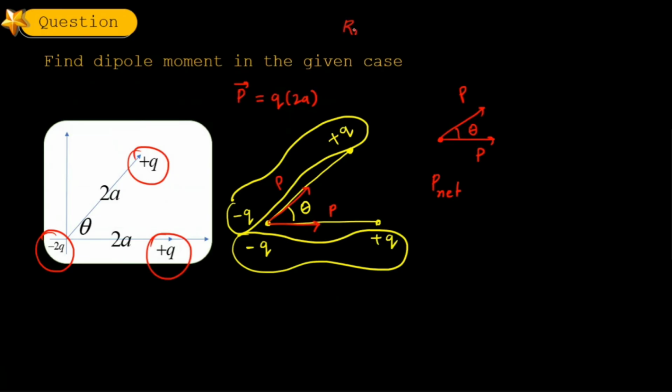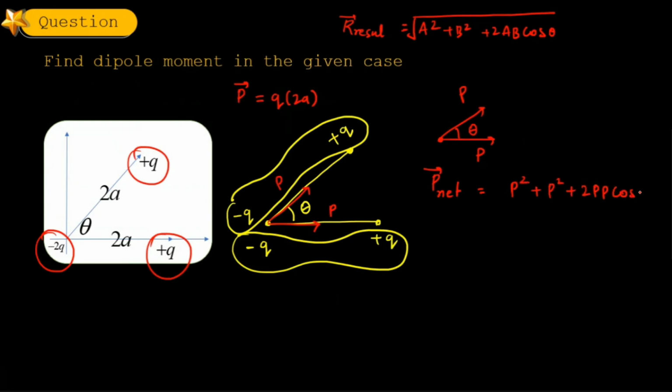If we are finding the resultant of any given two vectors, it is going to be the square root of a square plus b square plus 2ab cos theta. So in this case, we have to find the net dipole moment. It is going to be a square, which is p, b square, which is again p, twice of ab cos theta. As the angle is not mentioned, we'll keep it this way only. So here we'll get p net is going to be the root of 2p square plus 2p square cos theta.